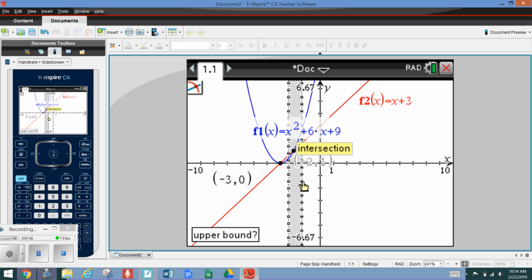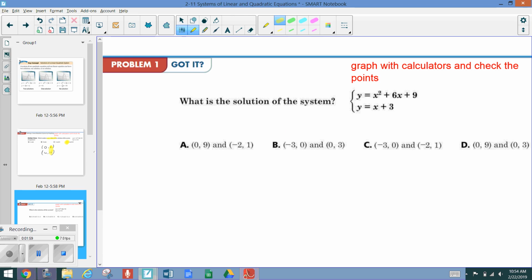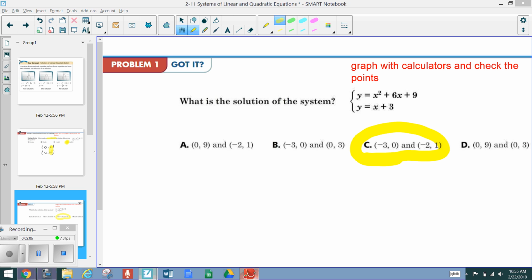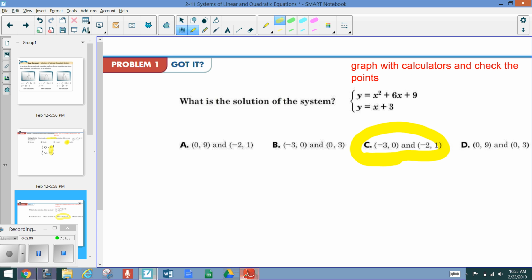Drop one to the left, one to the right. That gives us -2 and 1. -2 and 1, -3 and 0. So what is the right answer? C is the right answer. -3, 0, -2, 1. That's correct.